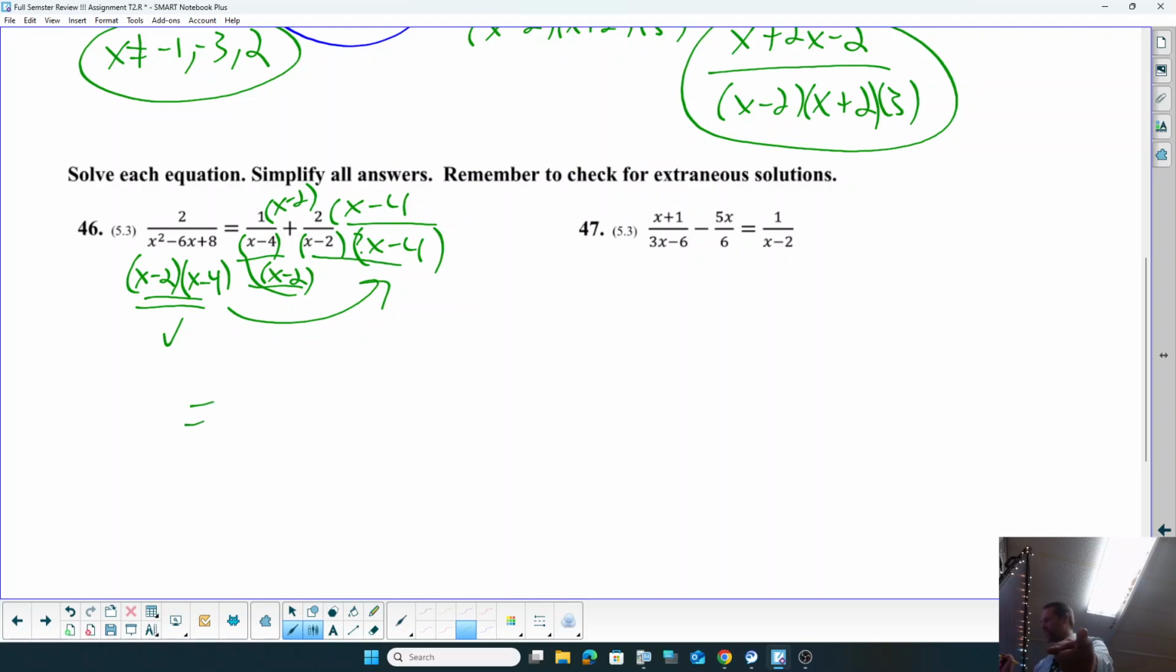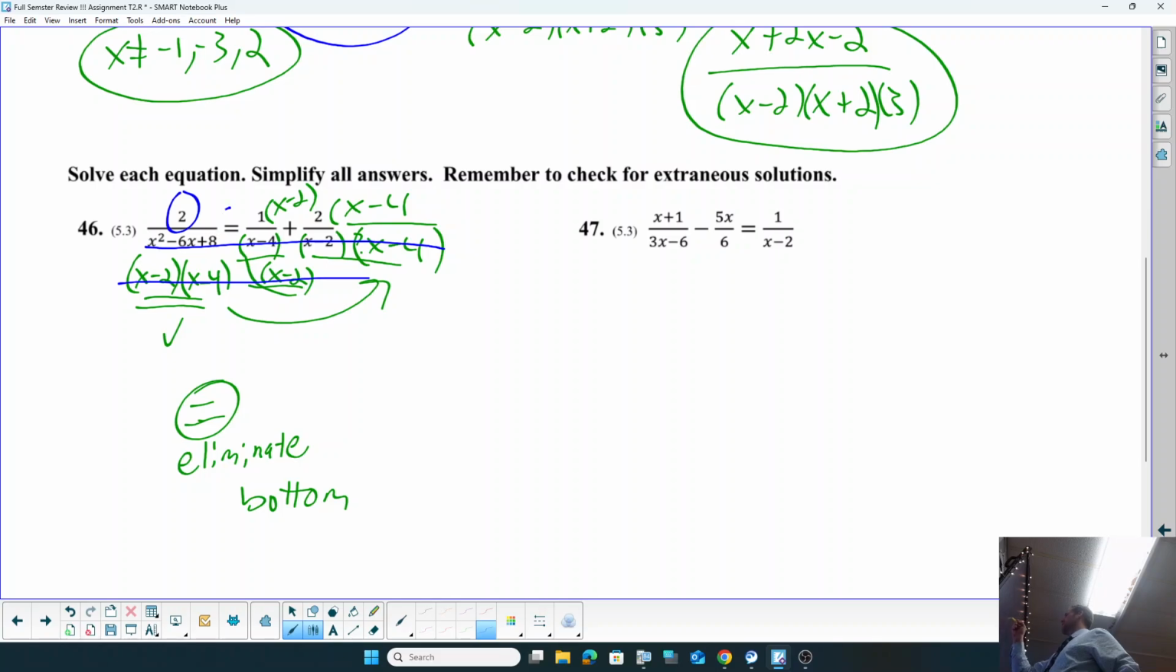Since it's an equals, we can eliminate the bottom and just solve for the top. So 2 equals 1 times x is x, 1 times negative 2 is negative 2, plus 2 times x is 2x, and 2 times negative 4 is negative 8.